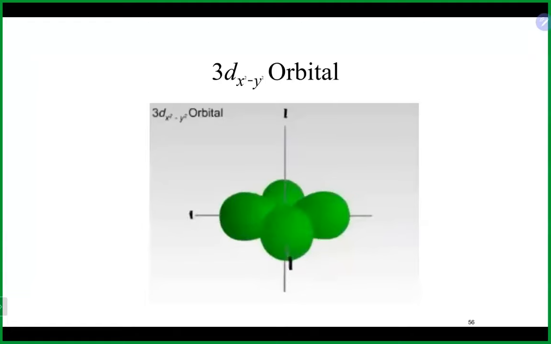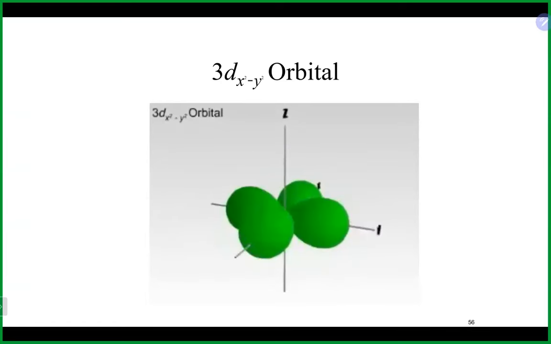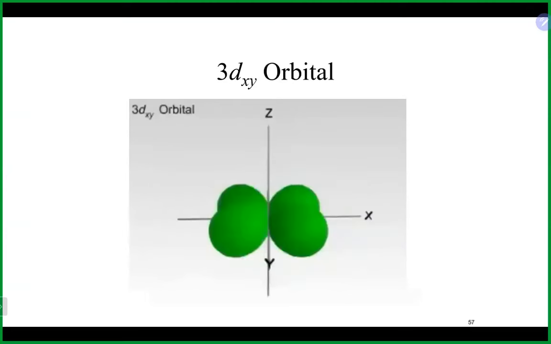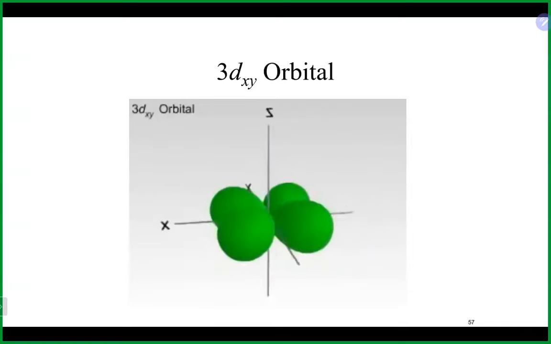And there's our 3d x squared minus y squared orbital, which has a cloverleaf shape that lies in the xy plane and is aligned along the x and y axes. So again, in this case, we have 4 lobes of probability of where electrons could be housed. They're all pretty similar. The 3dxy orbital has a cloverleaf shape that lies in the xy plane and bisects the x and y axes.